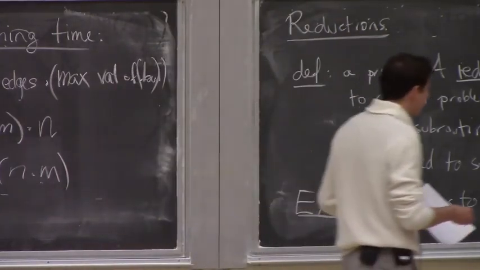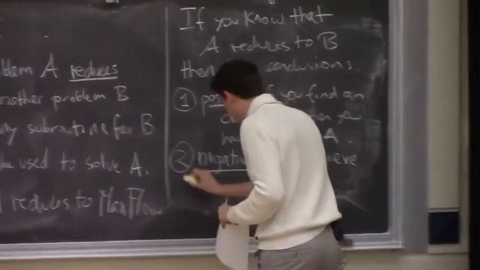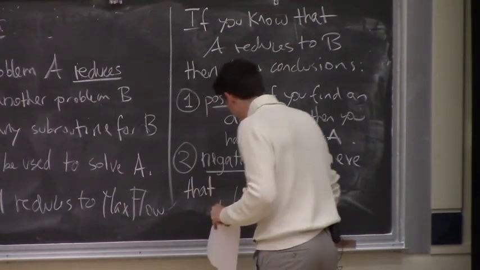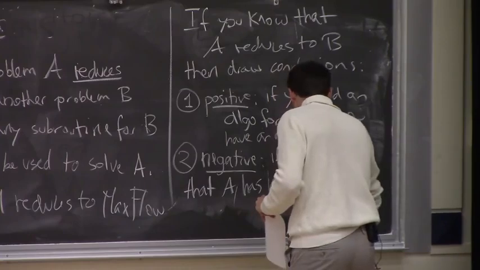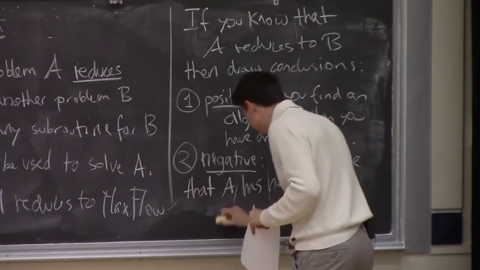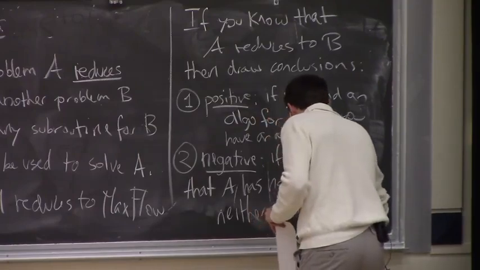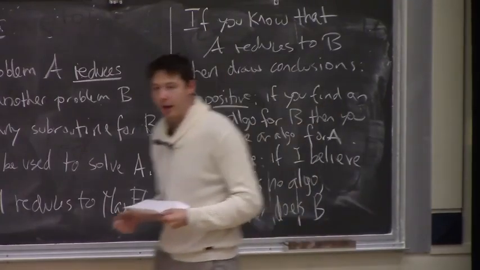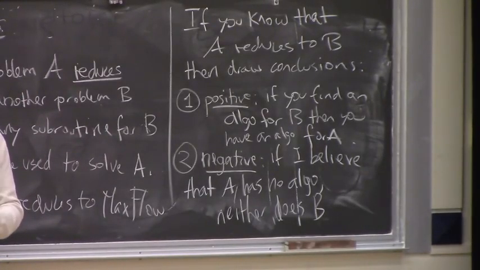So if I believe that A has no algorithm, neither does B. So namely, I don't have to individually spend a lot of time trying to convince myself of that.